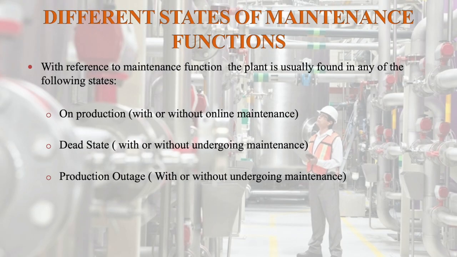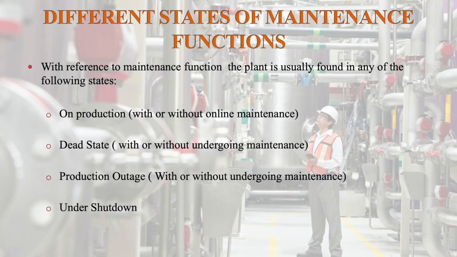That is known as a dead state. Production outage, with or without undergoing maintenance. Some machines are for the production outage. Then some machines are under shutdown. Because of major problems or because of a major part to be replaced, some machines will be shut down. They will not be used for 2 or 3 days for production purposes.